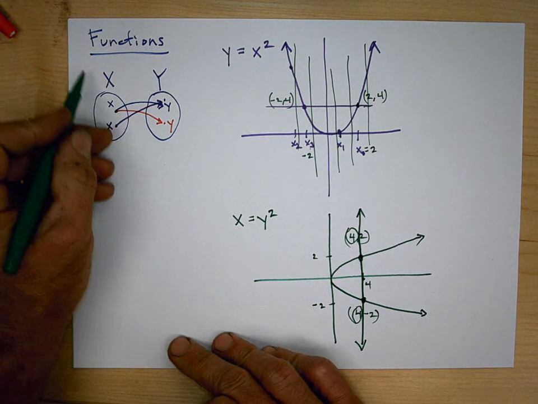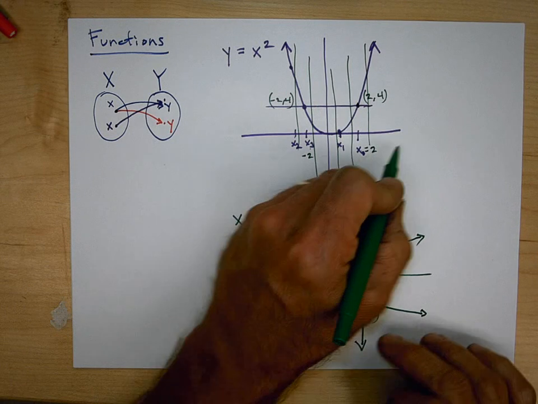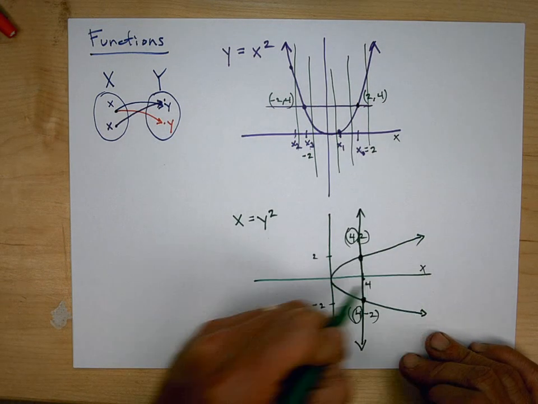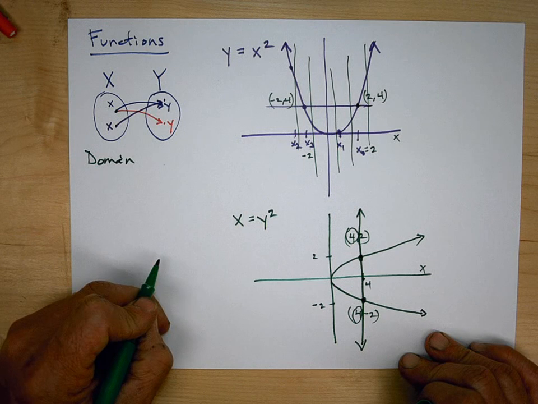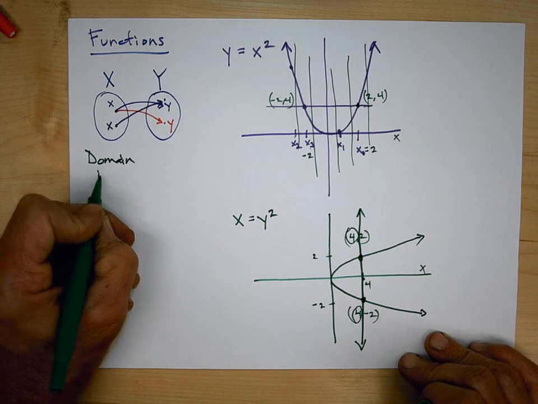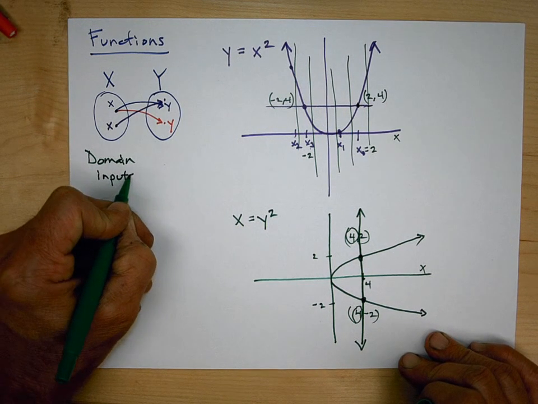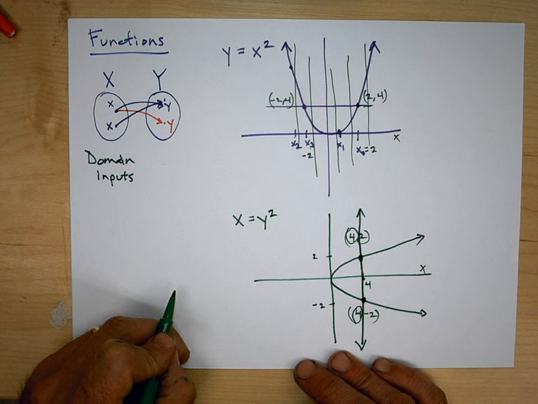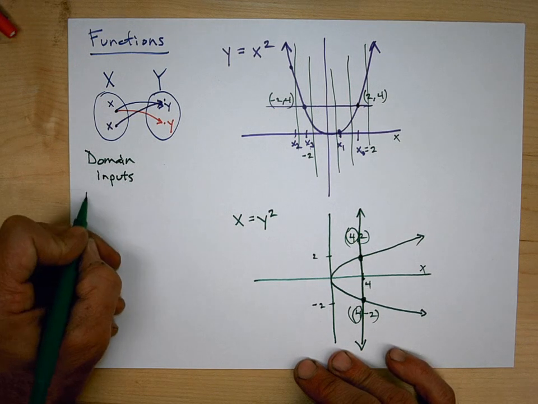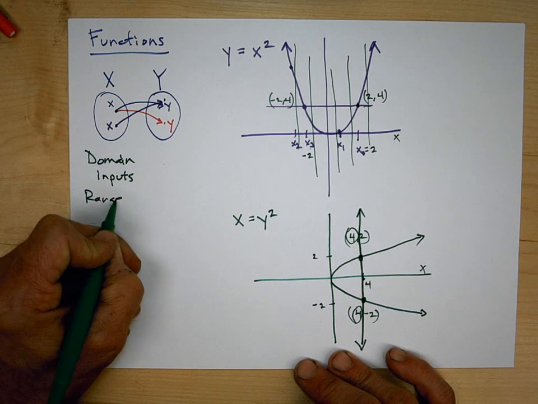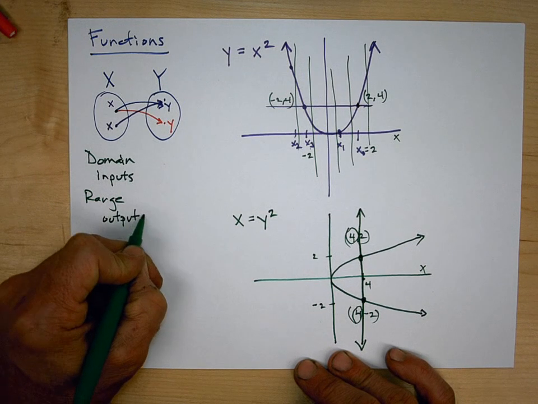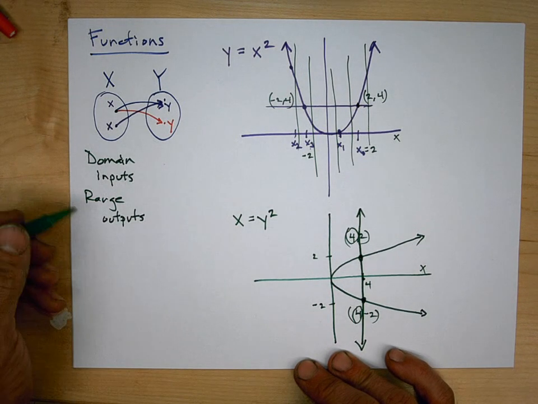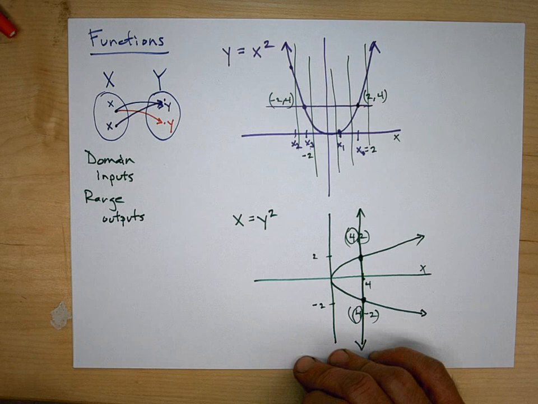The other thing I'll say, the x values, or along the x-axis, that is our domain. We call that the domain of the function. It's also the inputs, the things that we can put into the function. And then the range are the outputs. So we put an x value in, or an independent variable, we get a dependent or a y value out.